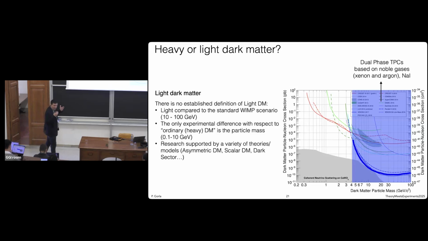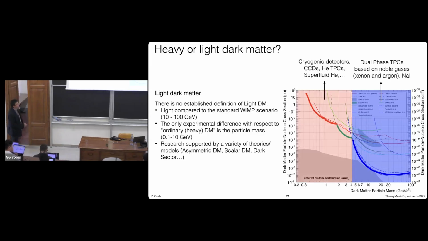So in the heavy dark matter region, the dominant technology at present, the technology that brought the most sensitive results in terms of measurement, is dual phase TPCs based on liquefied noble gases, and you heard from Marco many details about this. On the other side, for light dark matter particles, there are a number of technologies. Let's say the most historical one is the cryogenic detector.